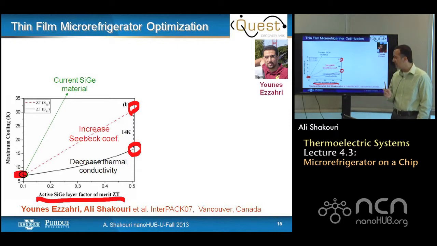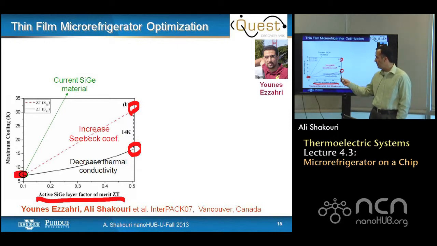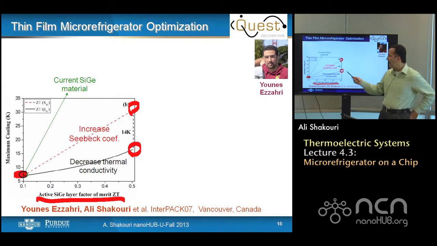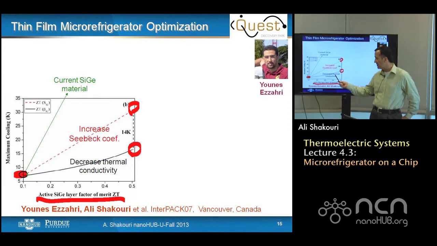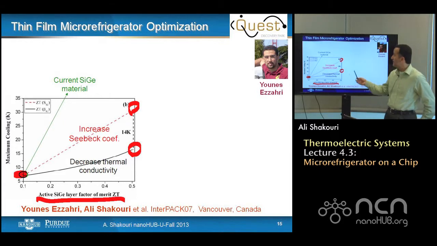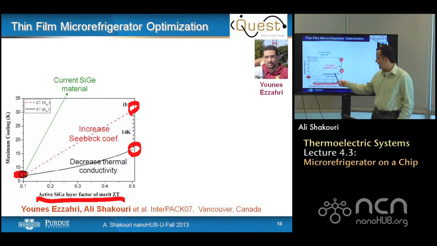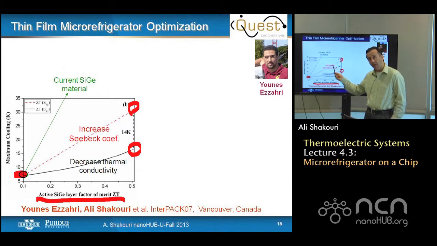Again, this is another case where improvement of ZT by changing different parameters has different impacts. Why increasing Seebeck coefficient is better than decreasing thermal conductivity is because a thin film refrigerator wants to cool below ambient, and we're limited by the parasitics. As a result, increasing the Seebeck increases the power density, cooling power density, and has more impact.